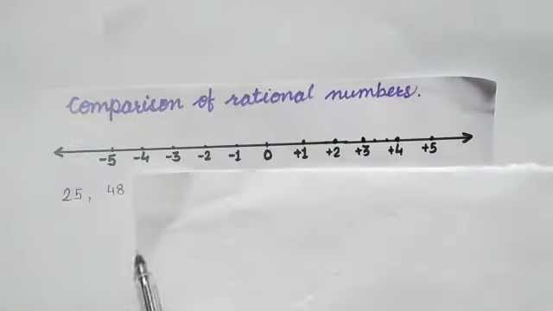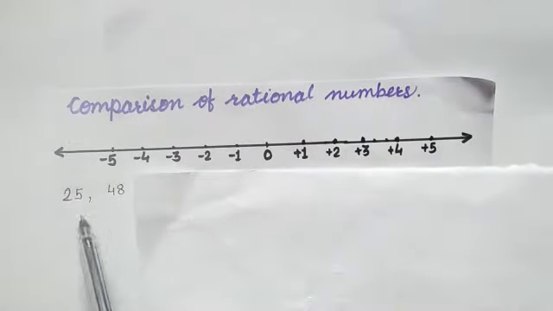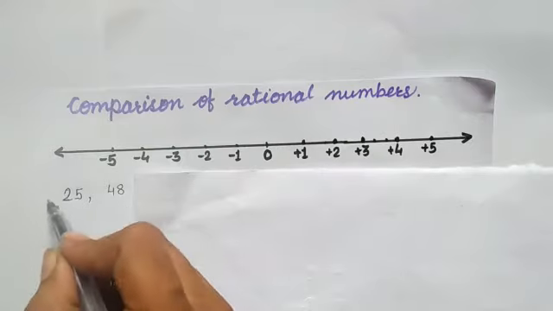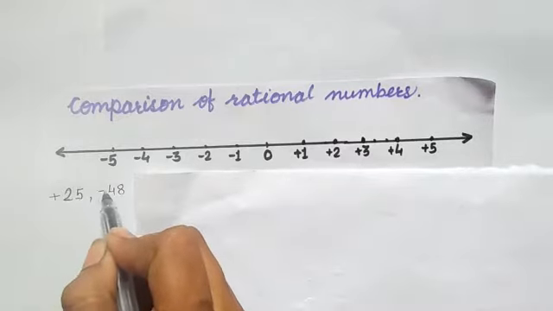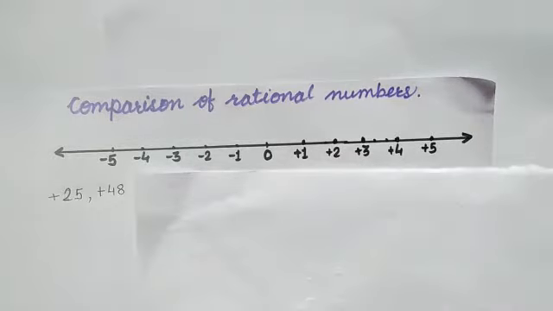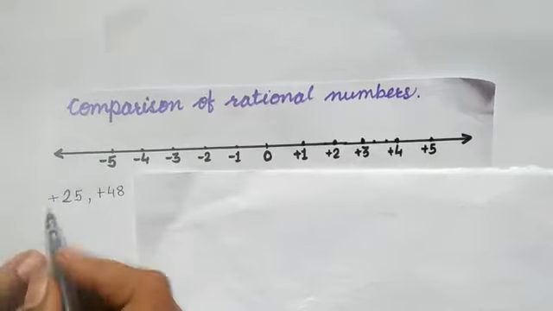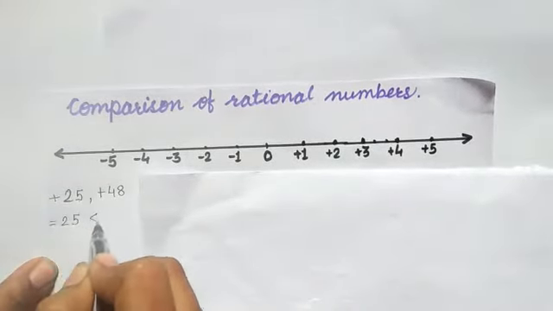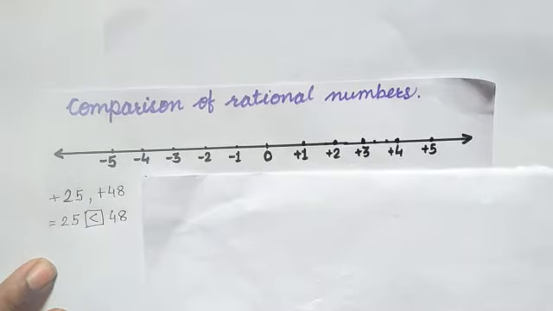Now let's take up an example. Suppose there are two numbers 25 and 48. It means positive 25 and positive 48. If both the numbers are positive, then the number which has greater value is the greater number. So we will solve it this way: 25 is less than 48.